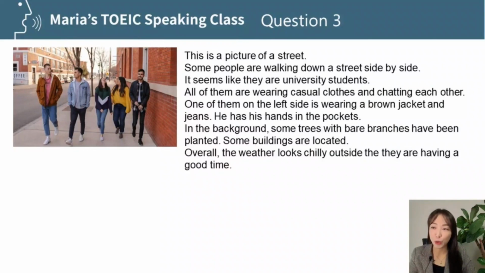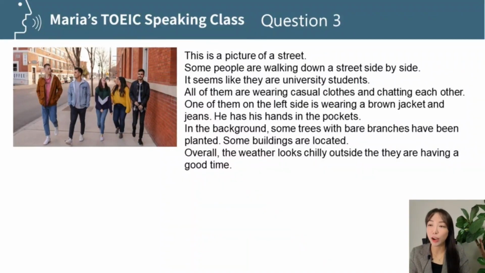This is a picture of a street. Some people are walking down a street. Walking down a street. 길을 따라 걸어 내려가다. Side by side. 나란히 걷고 있네요, 사람들이. It seems like they are university students. 대학생들 같아요. All of them are wearing casual clothes, 편안한 복장, and chatting each other.